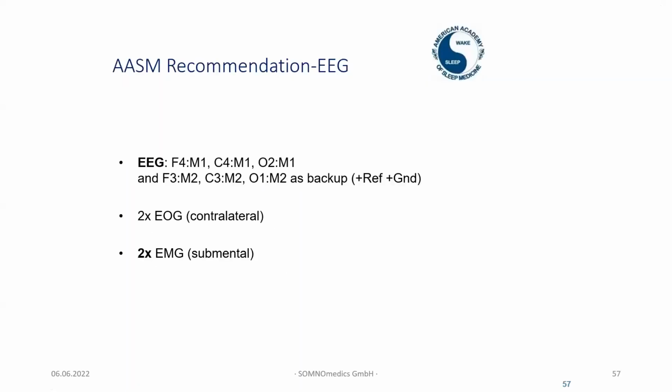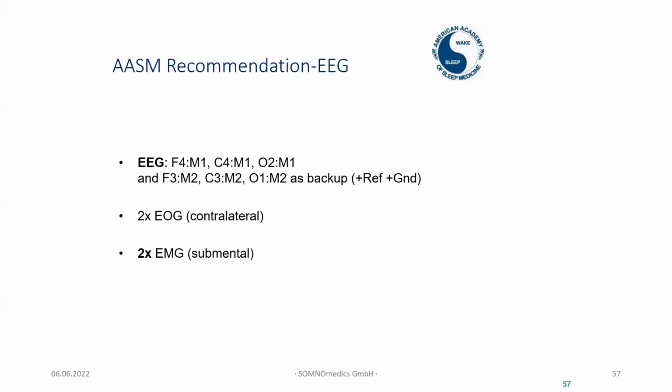So we are looking for EEG, that is frontal, central, and occipital channels. So we have to have both F4, F3, C4, C3, O2, O1, and we have to have both mastoids, M1 and M2. We need to have both reference and ground. We need to have EOGs because we need to differentiate between REM and non-REM. And we need to also have a chin EMG, because how will you differentiate between REM and non-REM? You will differentiate with EOGs as well as chin EMG.